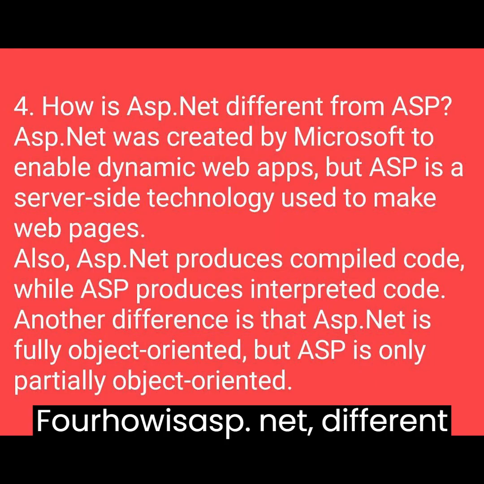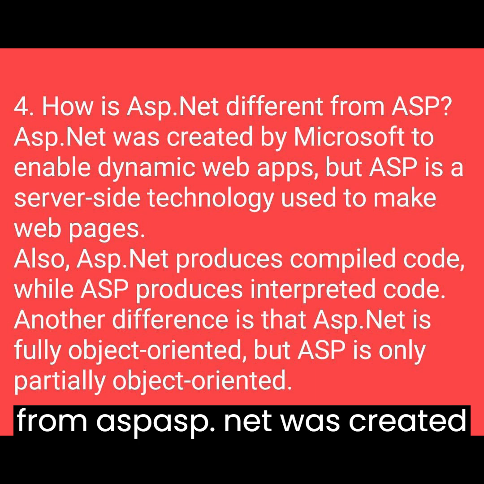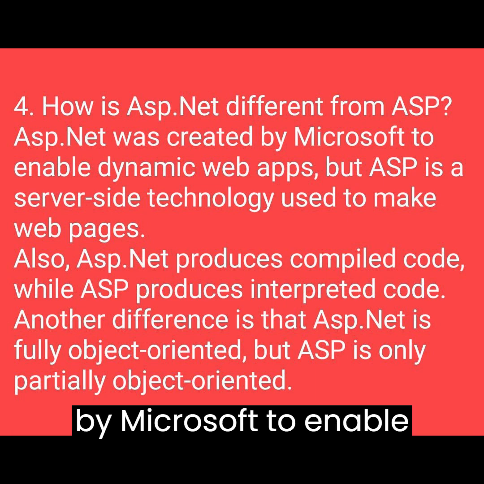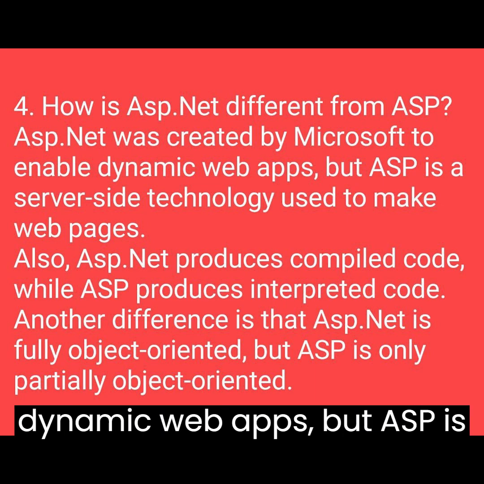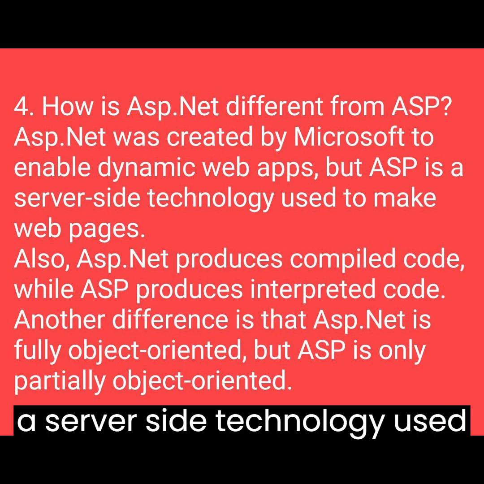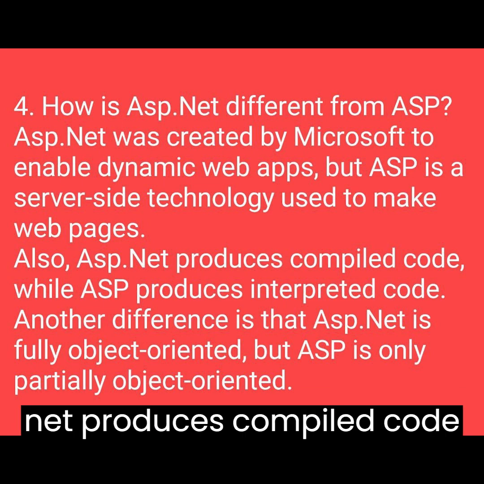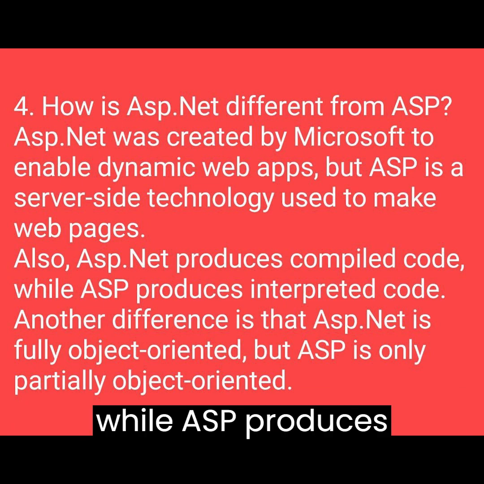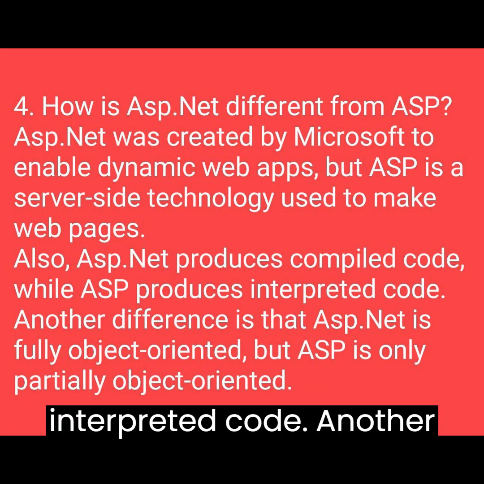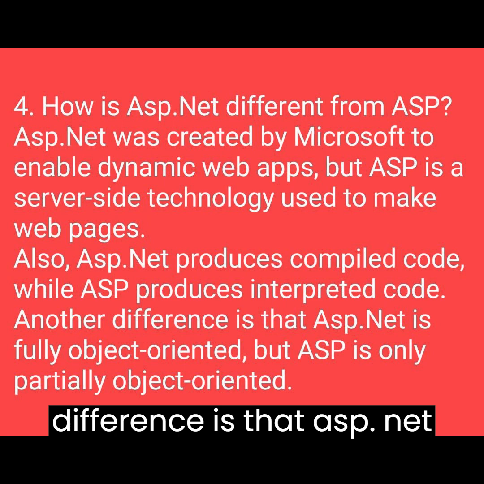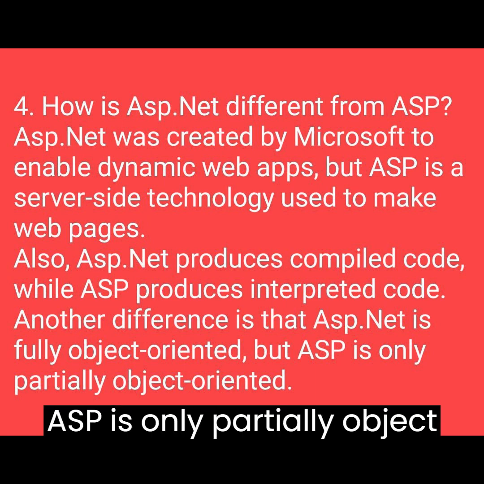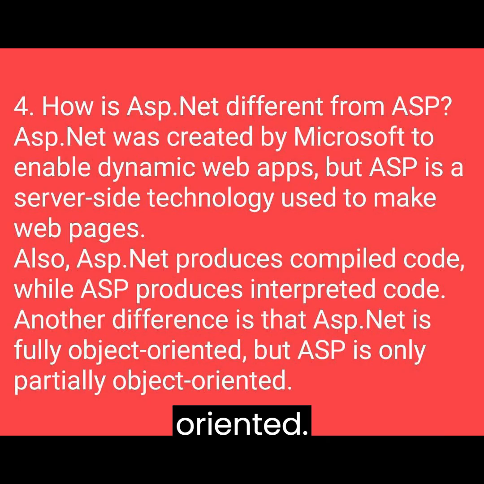4. How is ASP.NET different from ASP? ASP.NET was created by Microsoft to enable dynamic web apps, but ASP is a server-side technology used to make web pages. Also, ASP.NET produces compiled code, while ASP produces interpreted code. Another difference is that ASP.NET is fully object-oriented, but ASP is only partially object-oriented.